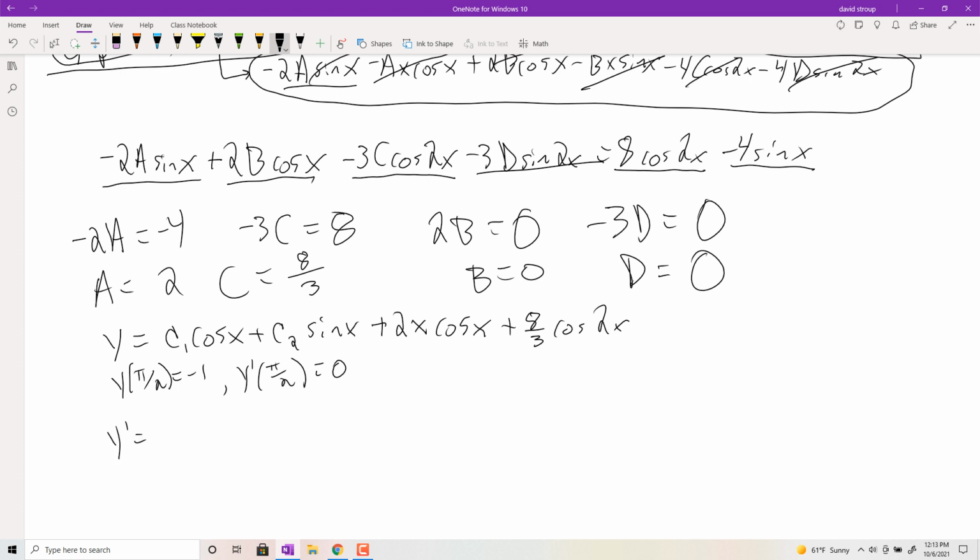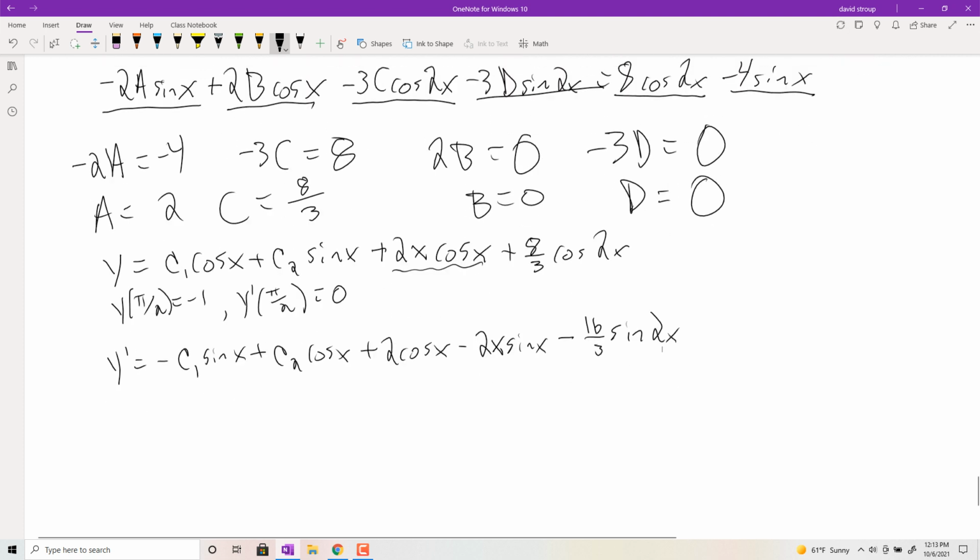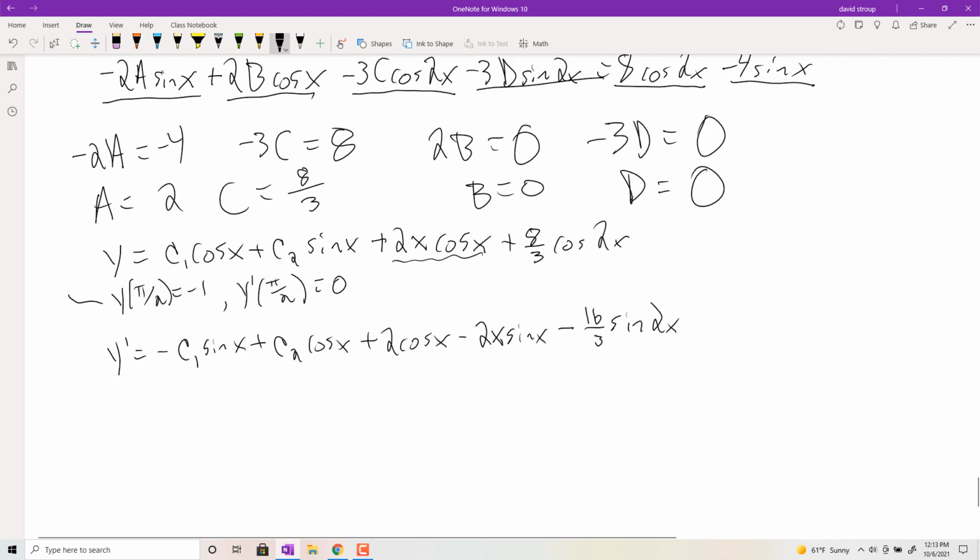So y prime is going to be negative c1 sine x plus c2 cosine x. I need a product rule on this, so plus 2 cosine x minus 2x sine x, and then product rule, plus, or rather it would be minus because cosine looks like that. So minus 16/3 sine 2x.